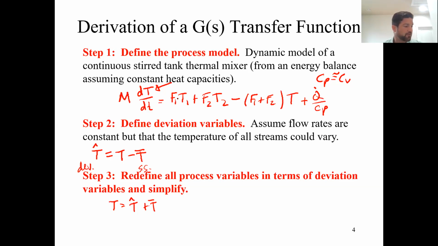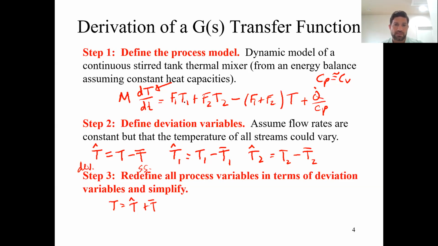If all of these terms could vary, we would have to write them for each term. But again, we're looking at a single input, single output process. No, I'm sorry. We're going to say that the flow rates are set to be constants, and maybe the temperatures of either one of these streams can change. So we're going to define a deviation variable for each temperature: T1 hat equals T1 minus T1 bar, and T2 hat equals T2 minus T2 bar.